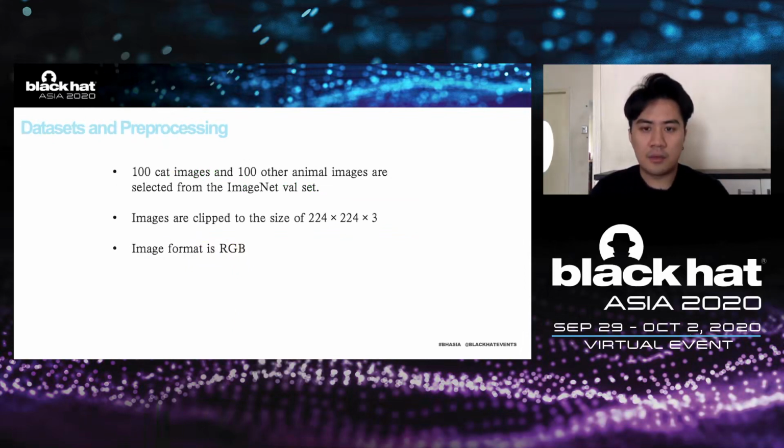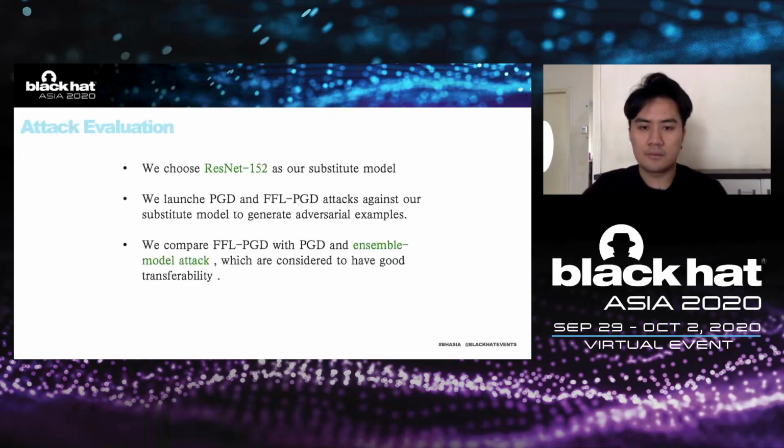Lastly, dataset and preprocessing. Since the category to attack is the cat, we select 100 images of cats and 100 images of other animals from the ImageNet dataset. All images are clipped to a fixed proportion and format. We don't have a validation set here. The images for attack are also selected from the training set. In our experiment, ResNet 152 has a higher accuracy rate, so we choose ResNet 152 as our substitution model.